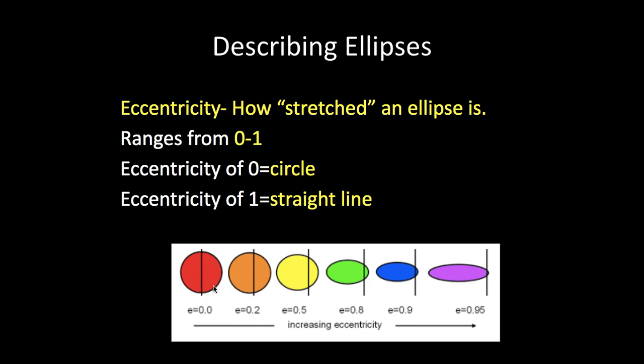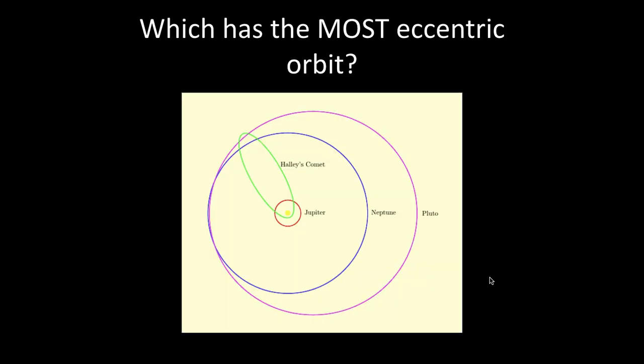All right, and you can see down here in this diagram, the bigger this number gets, the more stretchy it becomes. So if we look at this diagram, we have 4 heavenly bodies. We have Pluto, Neptune, Jupiter, and Halley's Comet. Which one is most eccentric? It's definitely going to be Halley's Comet, because you can see that this is a stretchy oval. These other ones, Pluto, Neptune, and Jupiter, these are ovals.